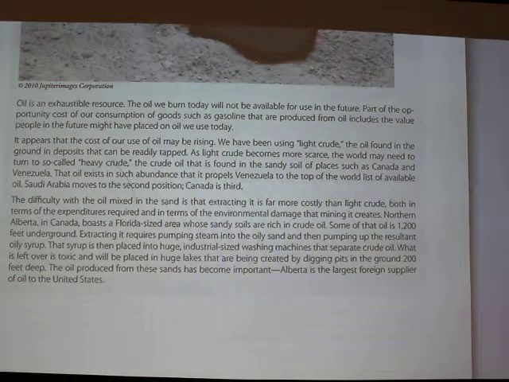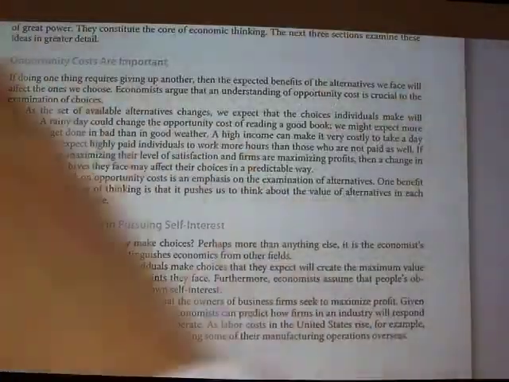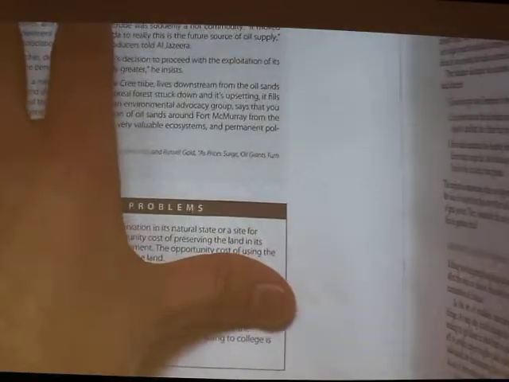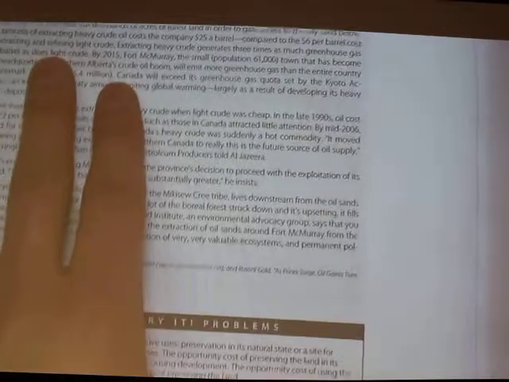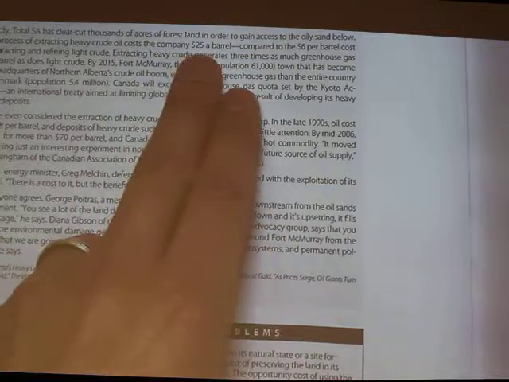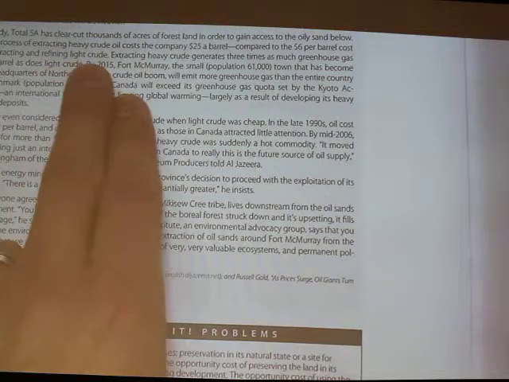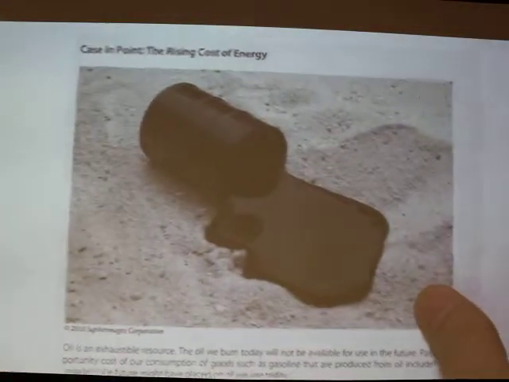So if you are a company that's extracting oil, you may be concerned that, as they say here on page 11, the process of extracting heavy crude costs a company $25 a barrel compared to $6 per barrel of extracting and refining light crude. So that would be the type of cost that an accountant might consider.